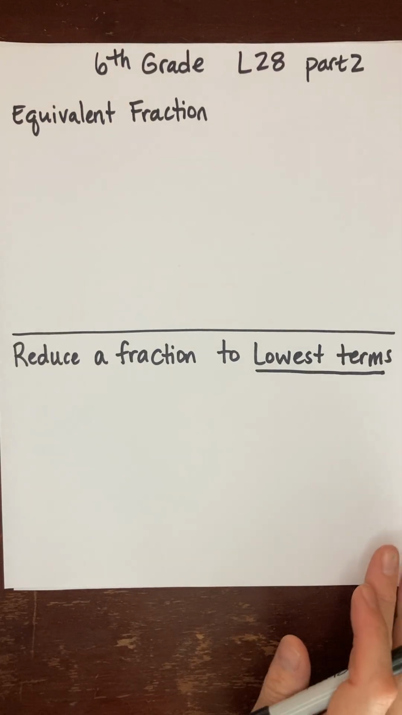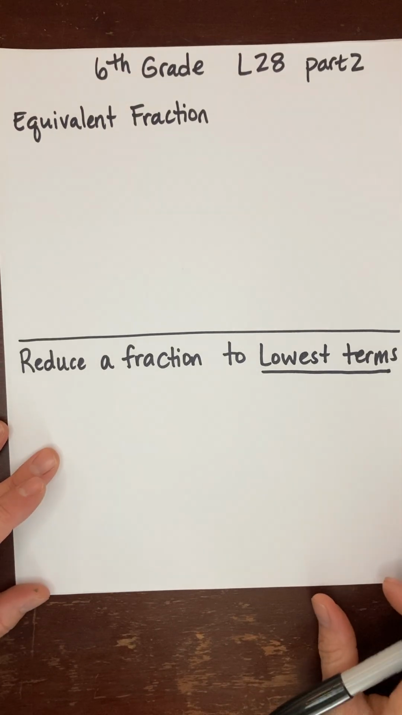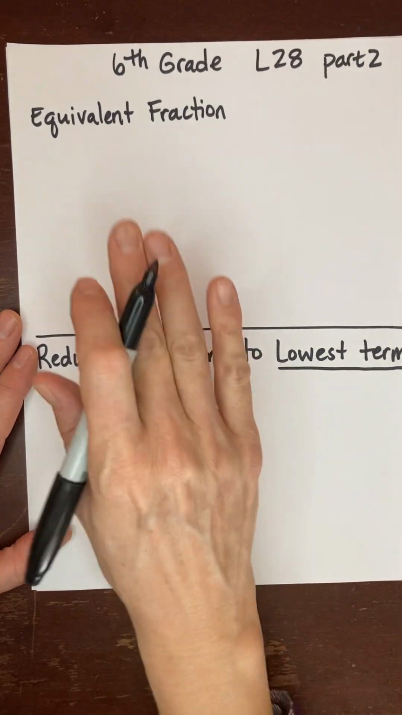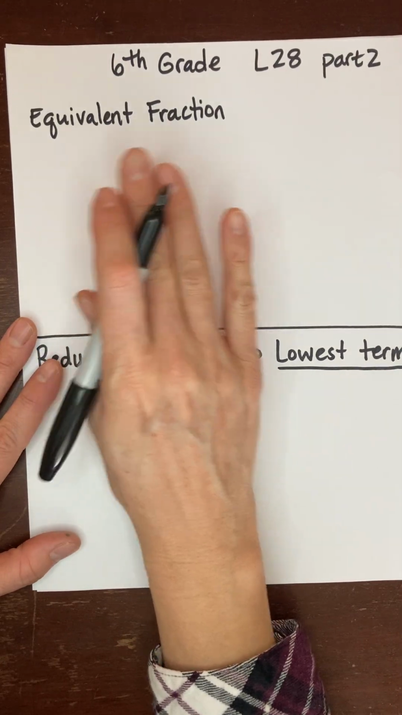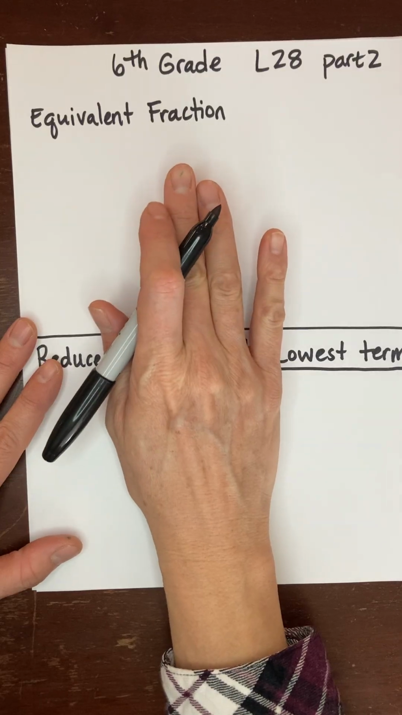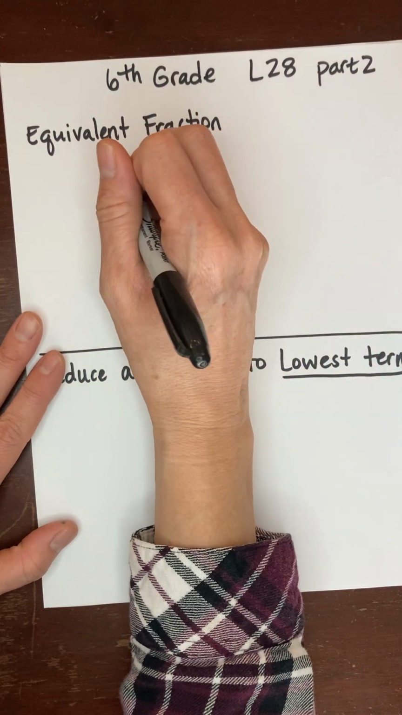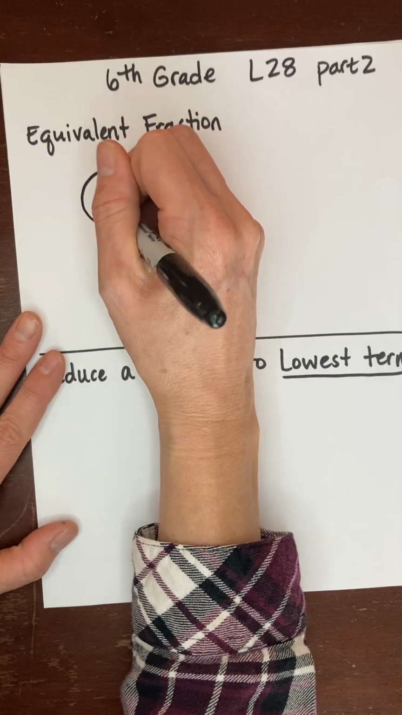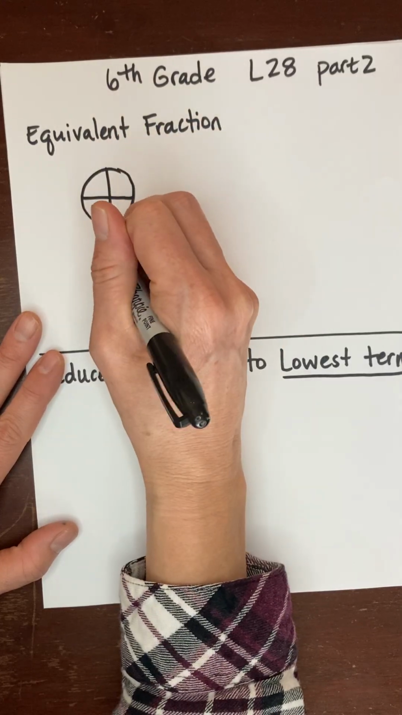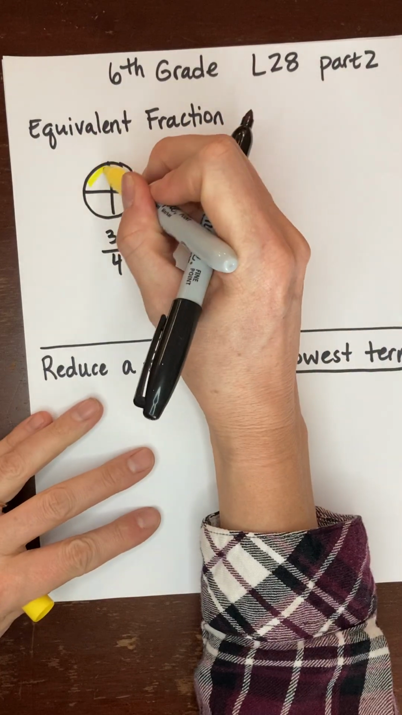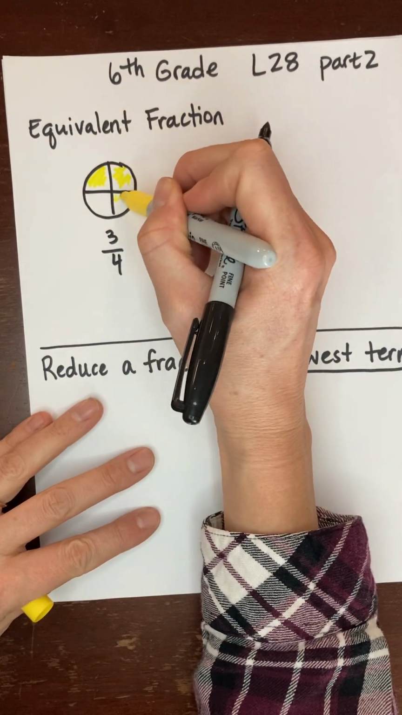The second part of our lesson was looking at equivalent fractions and reducing a fraction to lowest term. So if we look at equivalent fractions first, all this is, is we're creating another fraction that has the same value, but just using different numbers. So for example, let's take our fraction of 3/4. So here we've got 3 out of 4 pieces.